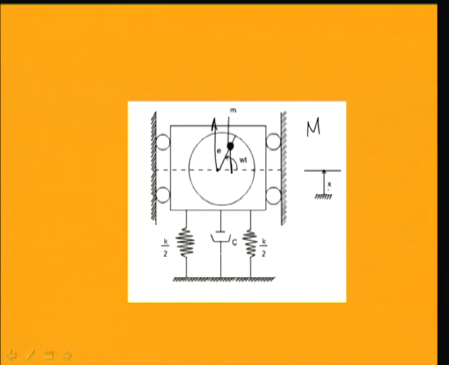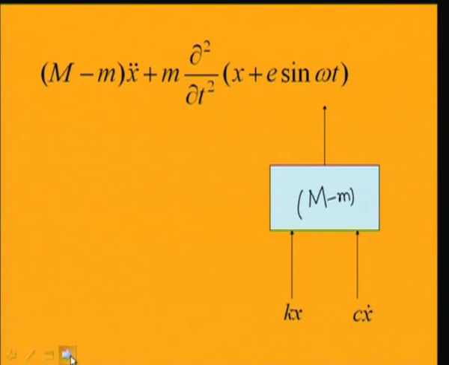So, I can write the inertia force. Inertia force will be equal to capital M into d square x by dt square. For the small mass m, I can write this equal to mass into d square of (x plus E sin omega t) by dt square. In that way I can find the acceleration or the inertia force of the system. Total inertia force of the system becomes M minus m x double dot plus m into del square by del t square of (x plus E sin omega t).